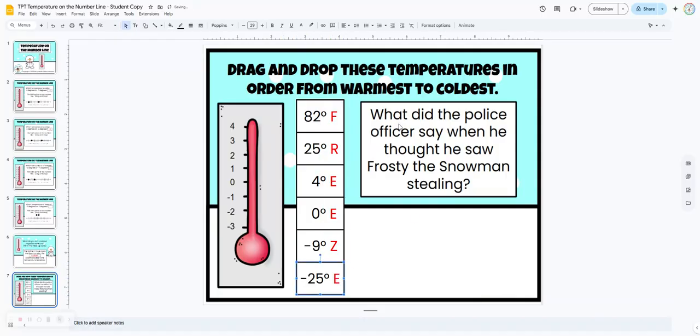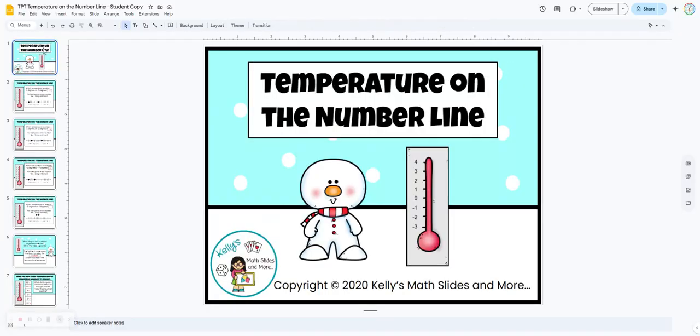So the riddle is, what did the police officer say when he thought he saw Frosty the Snowman stealing? Freeze. So that is a digital lesson, temperature on the number line.